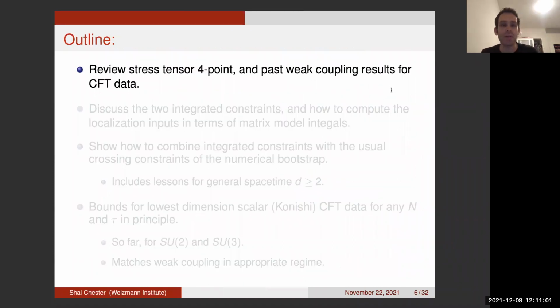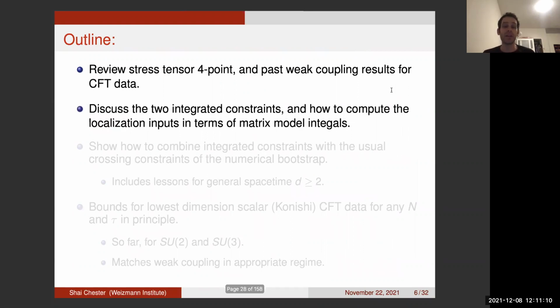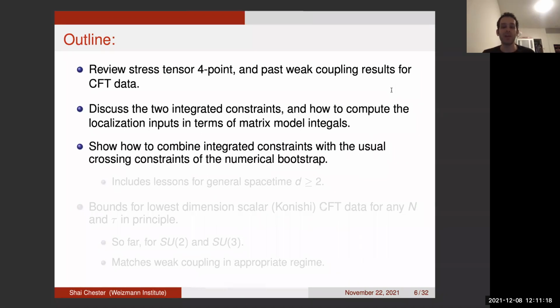Okay, so let me give an outline of what the remainder of the talk will be. First, we're going to review the stress tensor 4-point function and previous weak coupling results for the CFT data. Then we're going to discuss these two integrated constraints and how to compute the localization inputs in terms of matrix model integrals. Then we're going to show how to combine the integrated constraints with the usual crossing constraints of the numerical bootstrap. And this will include lessons for general space-time d greater than or equal to 2.